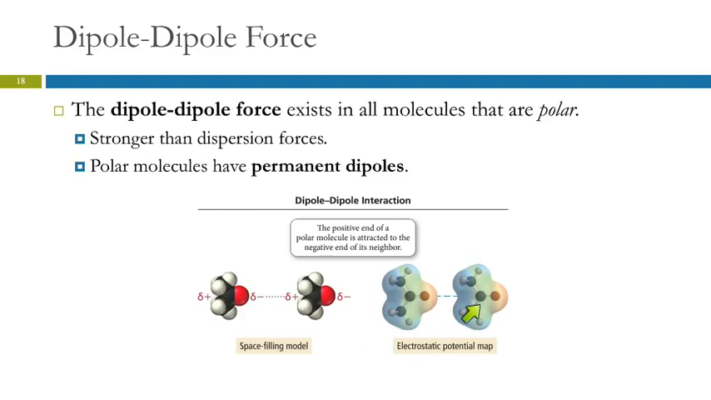You can look at the electrostatic potential map, looking at the electron density, and we see that there's more electrons over here and fewer over here. And so it's the attraction between partial charges. Any questions?